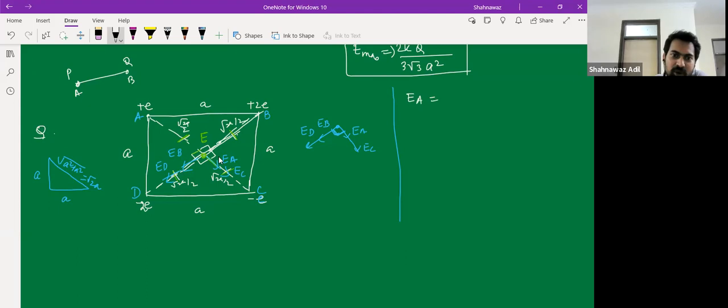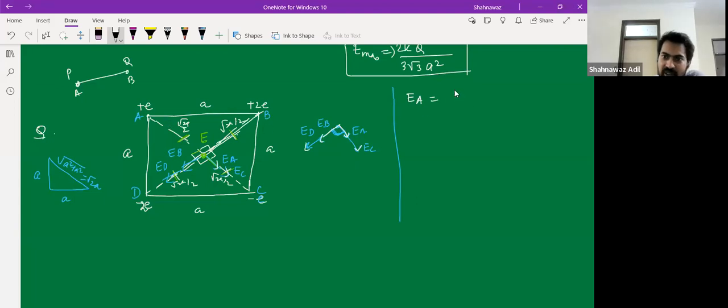Minus KQ. So whenever we calculate the magnitude, we don't care about the sign, right? Because we incorporated those signs in this direction. Because of the negative sign, the force was attractive. Because of this positive sign, the electric field was in this direction. So we already incorporated that negative sign. If we again write negative, that will be the opposite.